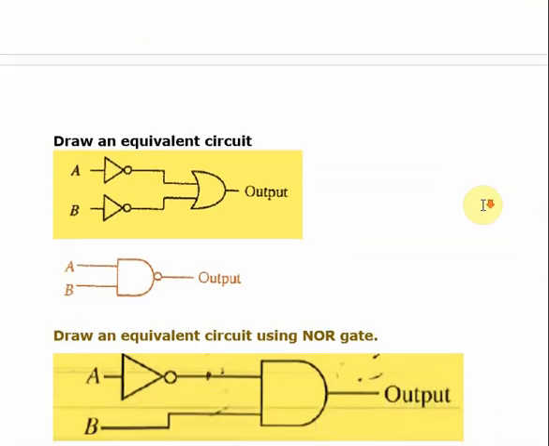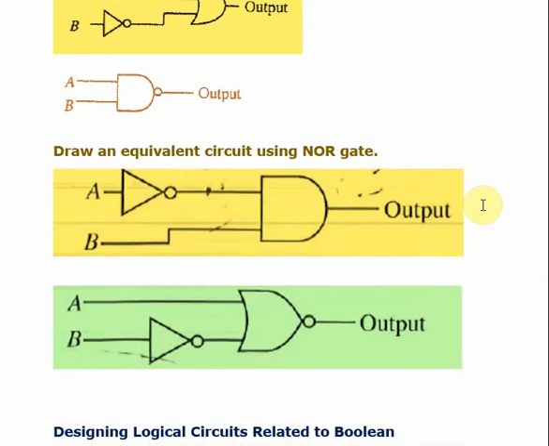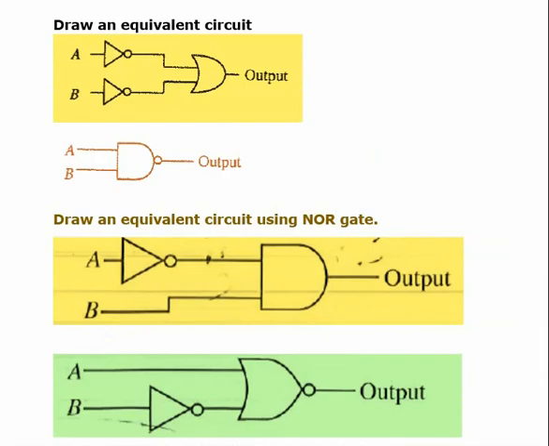Now see here, to draw an equivalent circuit. Draw an equivalent circuit. So first they have given this. Now see here, A, B. Because this is an open circuit they have given, you can take any value and see. So I am taking A is 1, B is 1. Then NOT is given here. So this becomes 0. B is 1, this becomes 0. Then 0 or 0, 0.